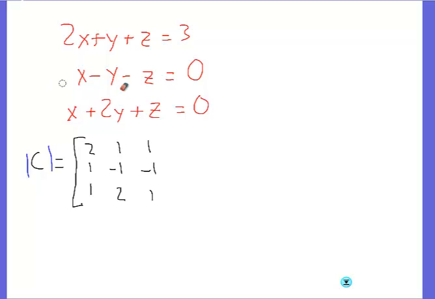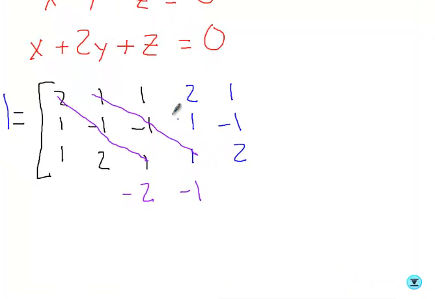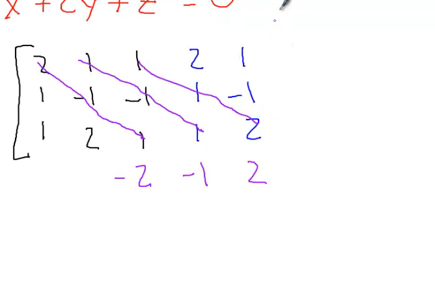And again, to take the determinant with a 3 by 3, you rewrite the first 2 columns, and then you take your down diagonals and add them. So it's going to be 2 times negative 1 times 1 is just negative 2. 1 times negative 1 times 1 is negative 1. 1 times 1 times 2 is 2. So for our answer, it's negative 2 plus negative 1 plus 2.